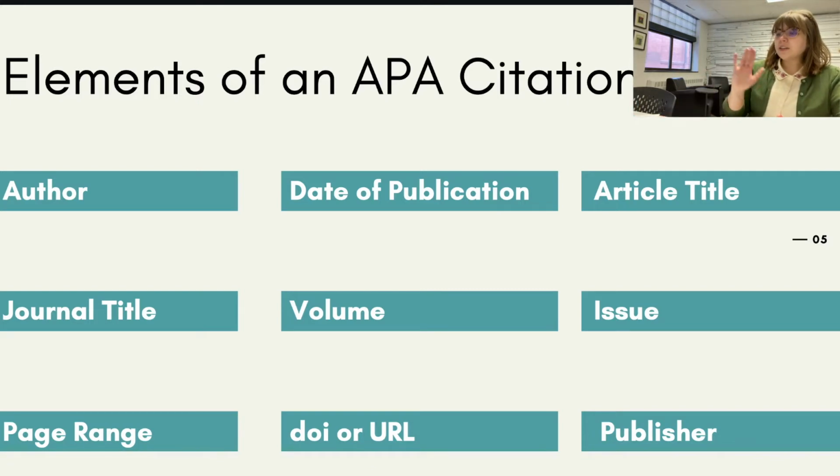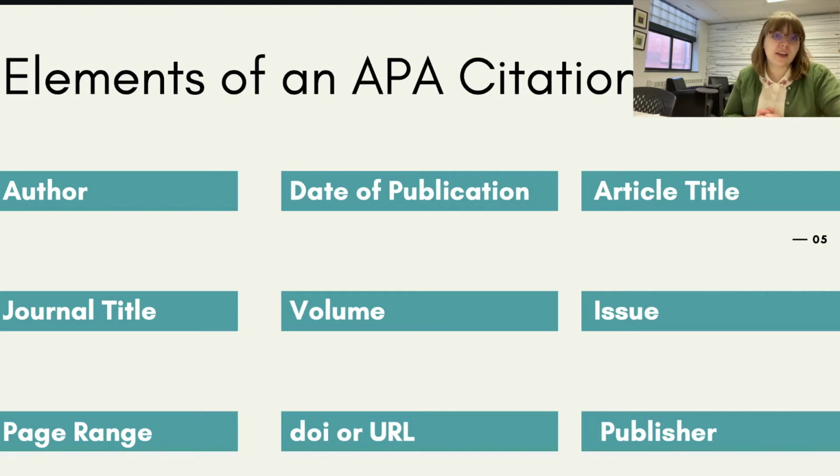So article title and journal title. Think of that as article title and magazine title. So journal title would be like National Geographic. Article title would be the article that is published within National Geographic. And so that's something that you want to make sure you know the difference between when creating your citations.